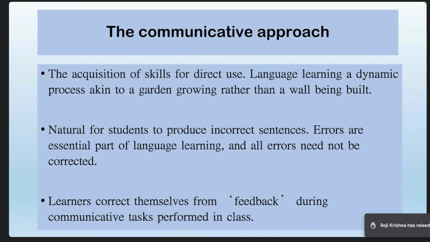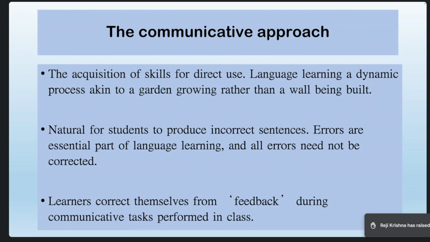In a communicative class, when students use language in the class to communicate, and also outside the class, if we motivate them well enough, they will correct themselves from feedback. Feedback is an important word. It's not the feedback that we take at the end of a session.